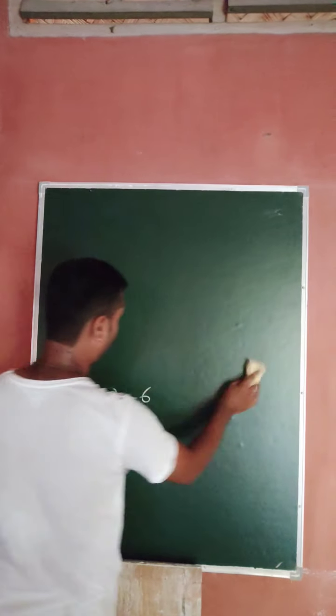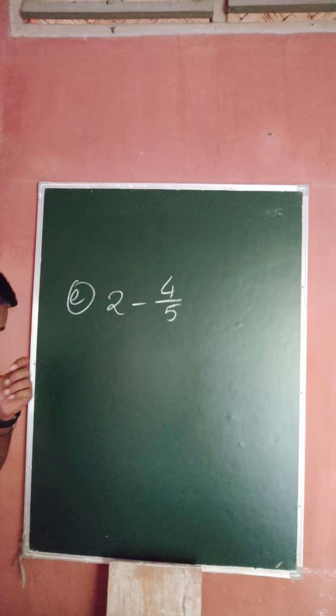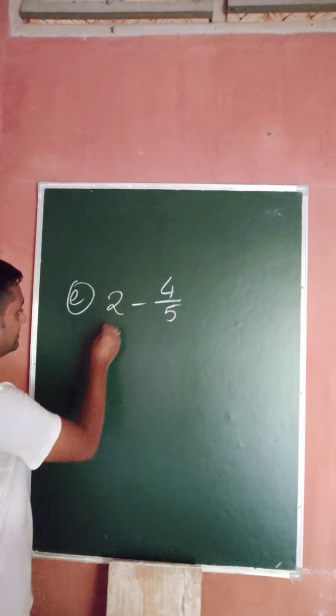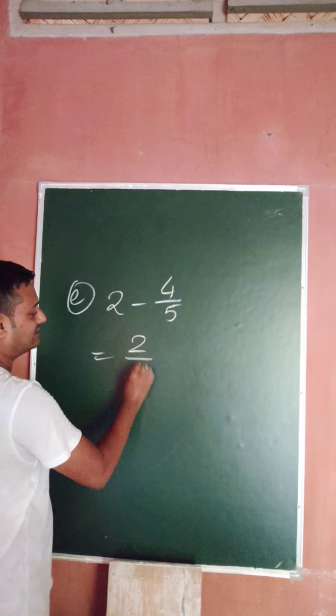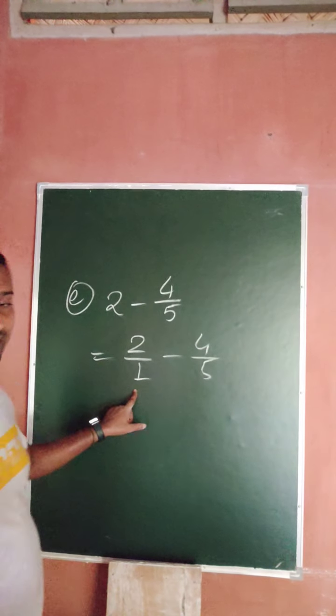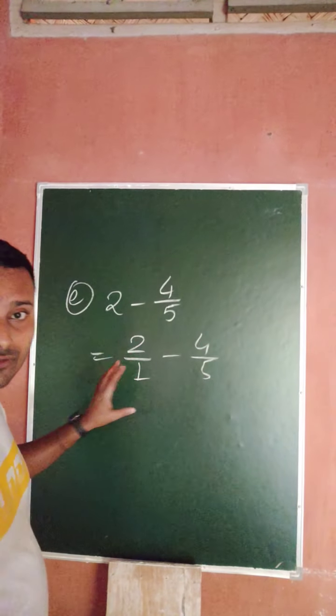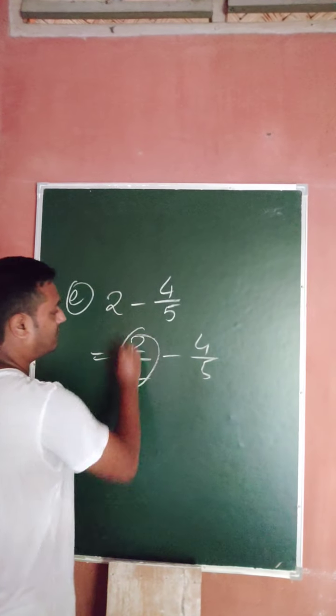In question number E, we actually have the subtraction of a fraction from a whole number. It is given 2 minus 4 by 5. So don't get confused with this. Any whole number actually has the denominator 1. So no need to write this, I am just writing it for your understanding. 2 means 2 by 1 actually.